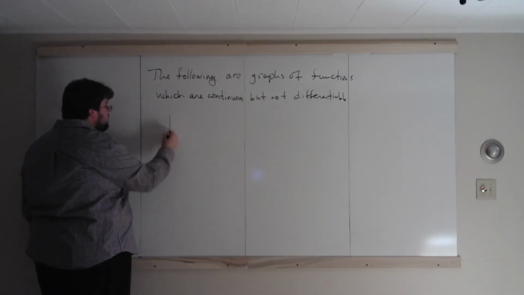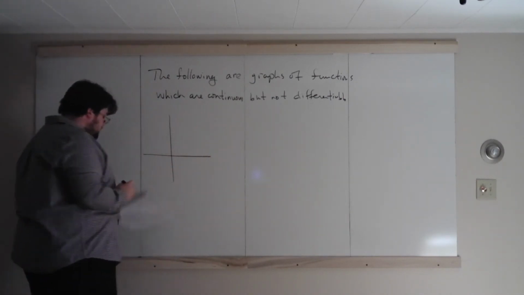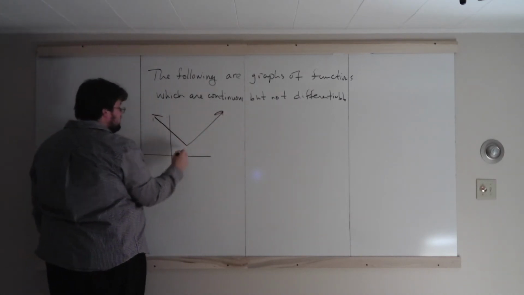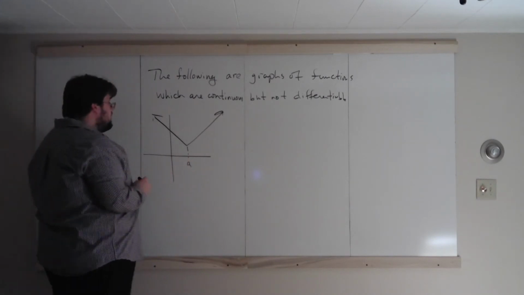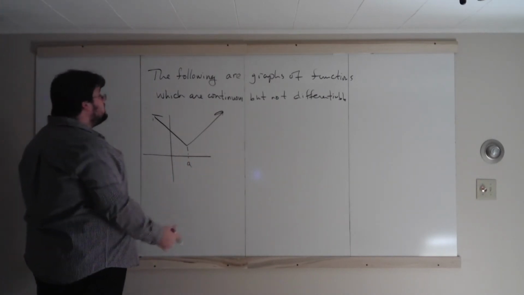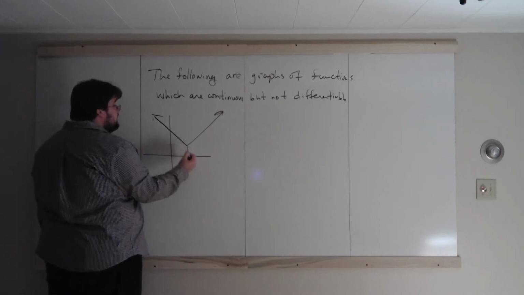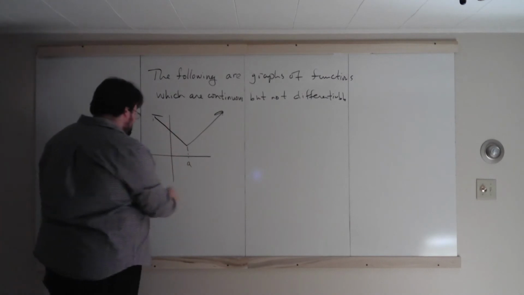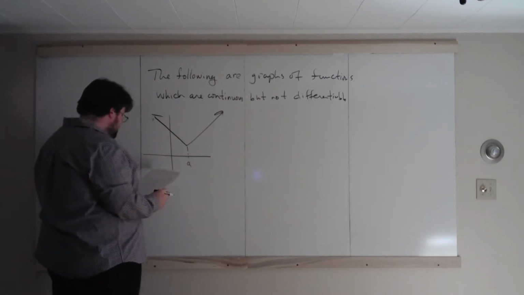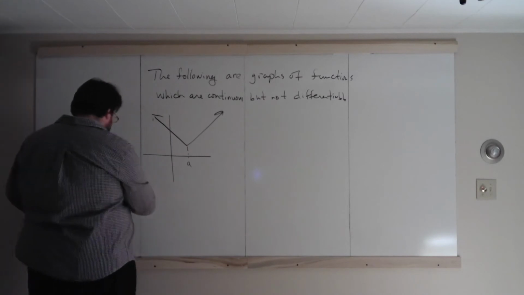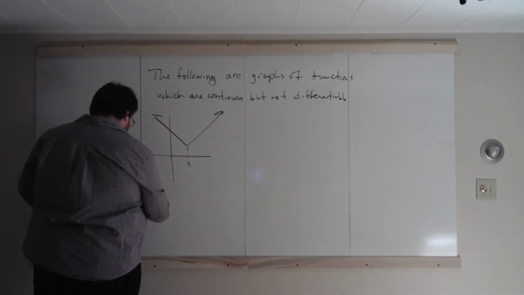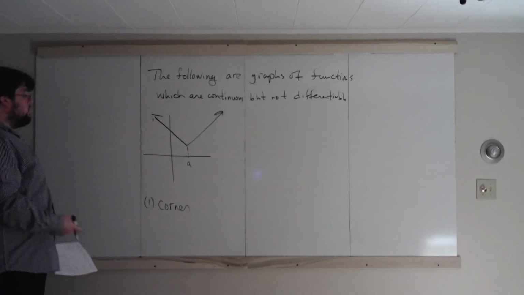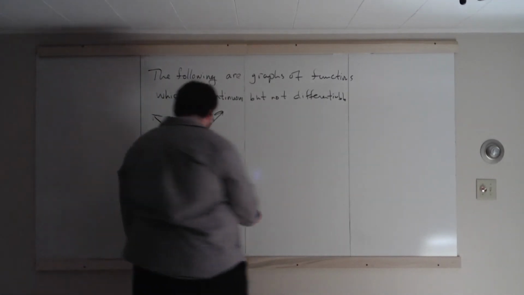Here's one of them. Where do I want to put this? Let's do it like this. Something like this. We'll call that point A. Right here, the function is not differentiable at that point A because the slope on this side is positive, the slope on this side is negative. And we're going to call this a corner. So one is a corner. If the function has a corner like that, the derivative will not exist.